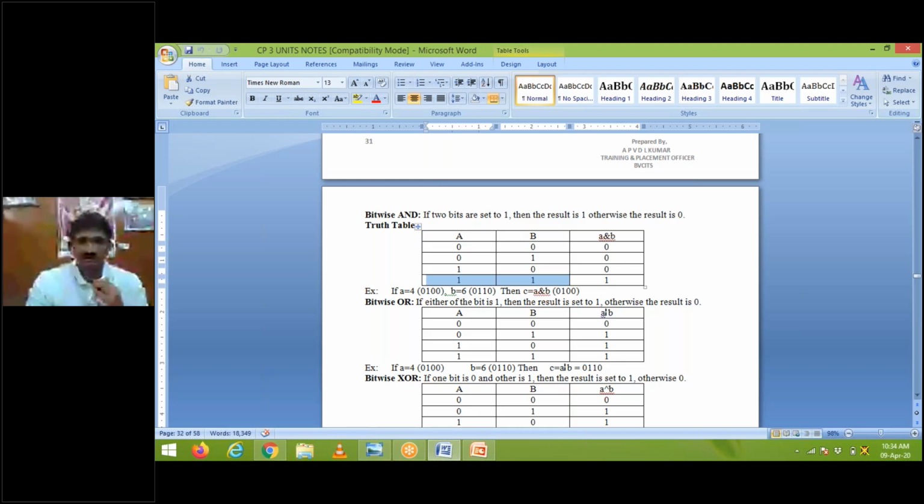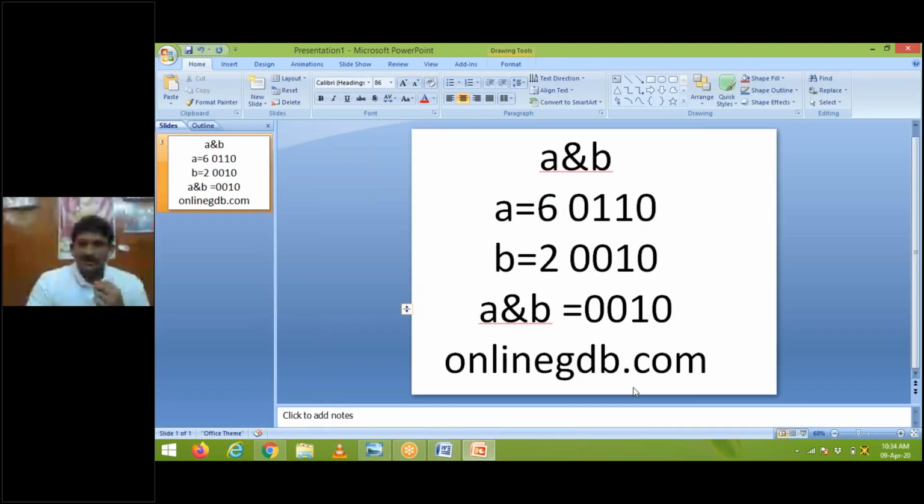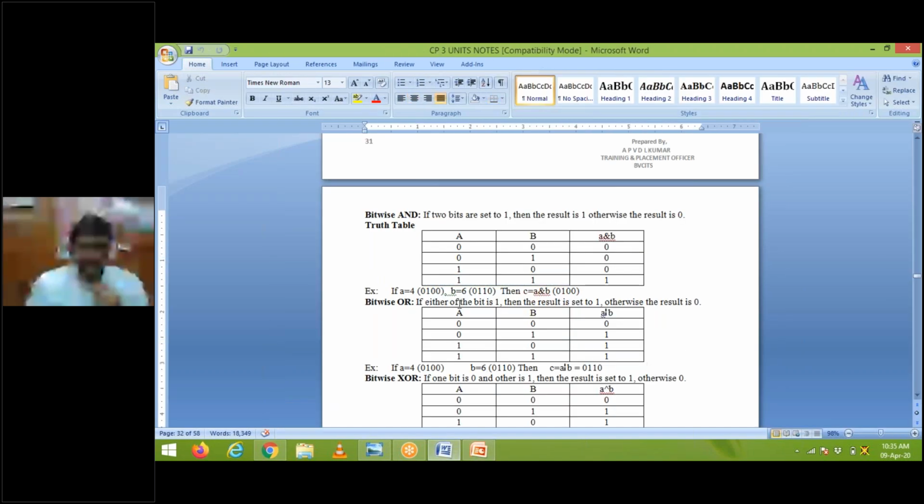So we'll see again. Here I am declaring 0110, the value of 6, and 0010, the value of 2. 0 and 0 gives 0, 1 and 1 gives 1, 1 and 0 gives 0, 0 and 0 gives 0. That means a and b value is 0010. Okay. So here I am writing 4 and 6.